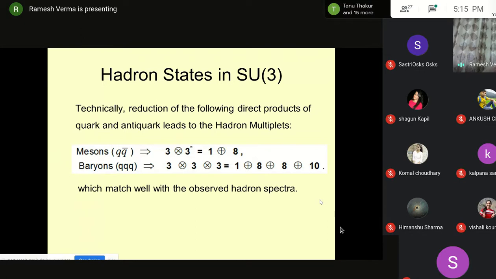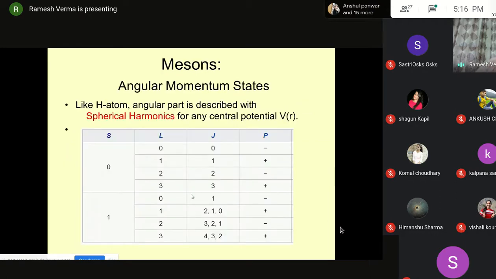Suppose you go to a baryon, then we have 3 into 3 into 3, 27 possibilities. Mathematically, it is reduced to the sum of 1, 8, 8, and 10. So that is why we have an octet of baryons and a decuplet of baryons. Rarely we also find a singlet of baryons. So in this way, the quark model explains very nicely the observed hadron spectra. So with this, we come here.